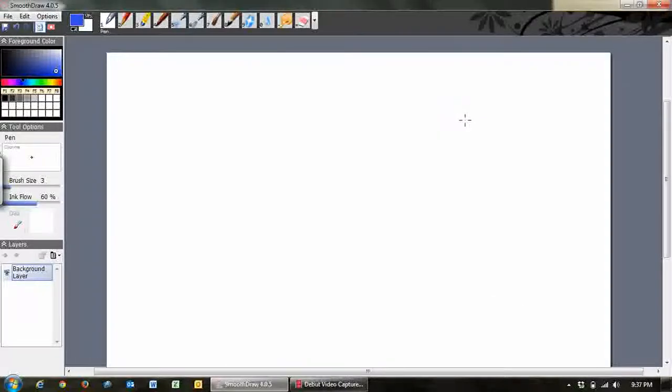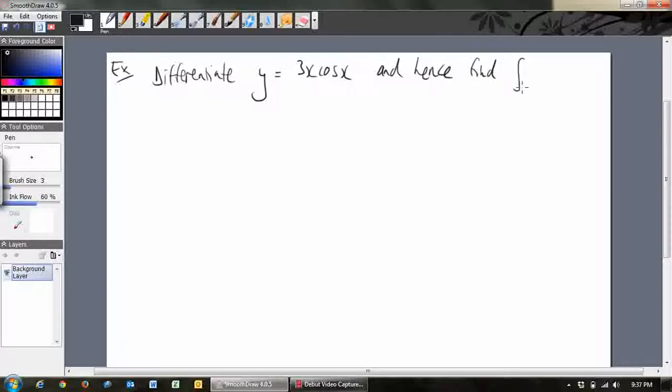Okay, so I'll just do one more example of that. I'll show you a similar thing. Another one. Okay, so differentiate this and hence find the integral of x sine x dx.